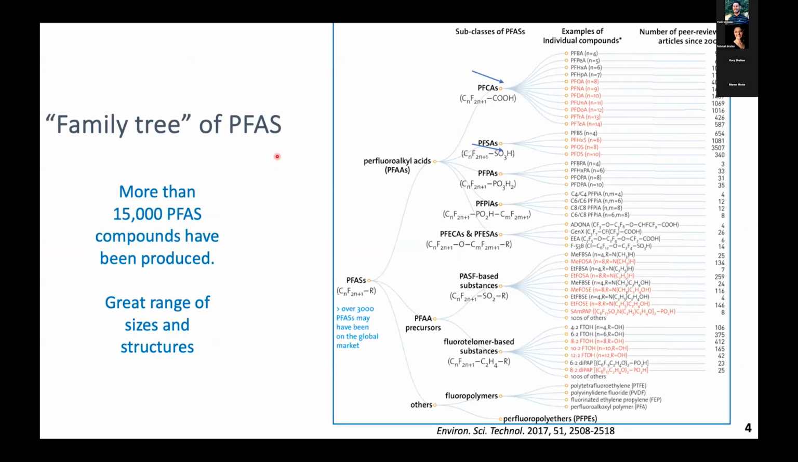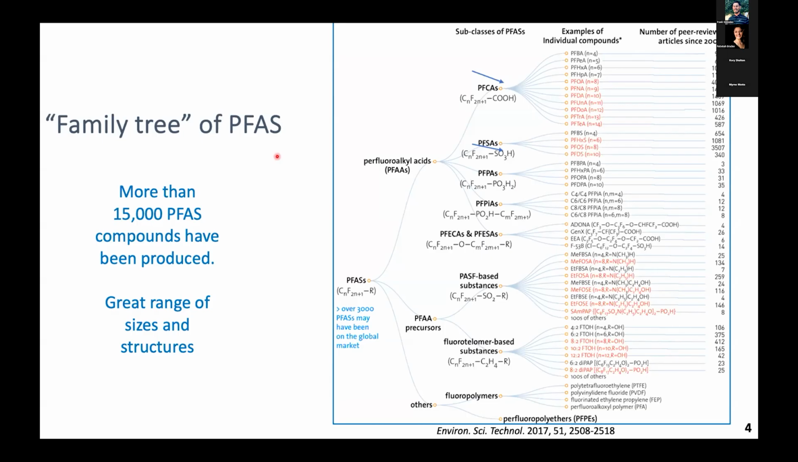Now, this is a family tree of PFAS. It's not to be read in detail, but to give you the idea. First of all, there have been more than 15,000 PFAS molecules developed. They're not all used commercially, of course, but they range greatly in size and structure.